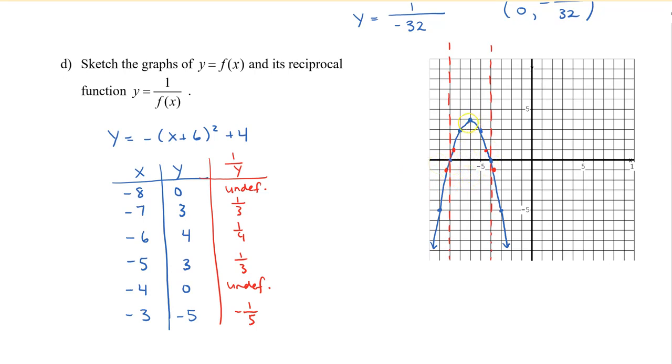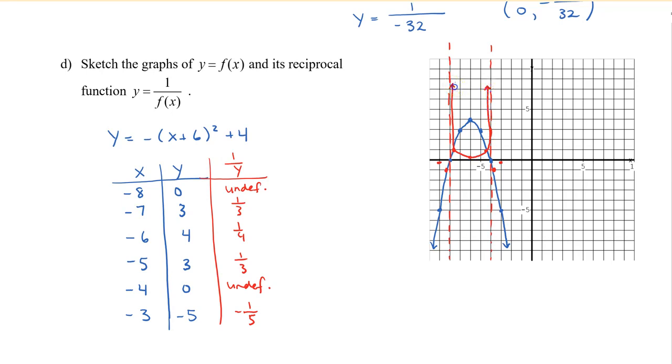So at -6, we're going to have +1/4. Okay, and then on the right side, these numbers here, that's -5, so this will be -1/5, which is very, very small here too. And that would be the same on this side as well. So when you graph these, you get a U in the middle.